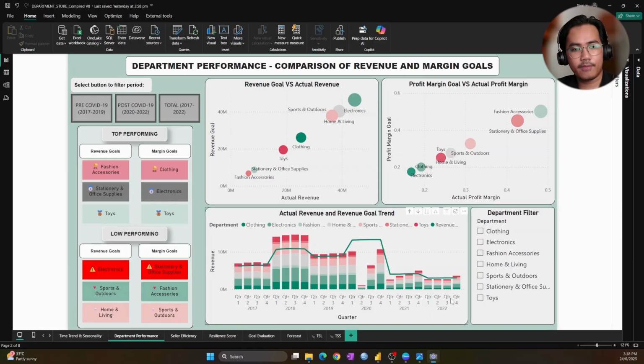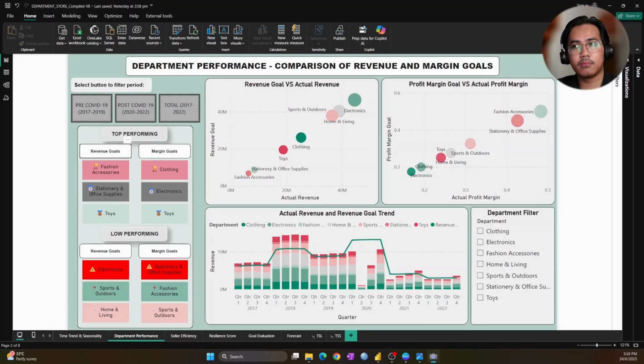On the bottom, we have a stack line chart to see the actual revenue trend alongside a revenue goal line for the whole period the department store was established. On the bottom right side, we have a department filter where we can precisely filter the department that we want to see.